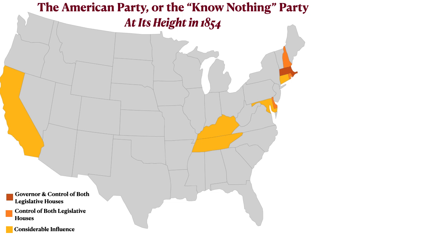In 1854, they actually had a trifecta in Massachusetts. They controlled both houses and the governor. A number of other states, including California, the old Whig stronghold of Kentucky, and the old Federalist and Whig stronghold in Delaware, they had at least considerable influence or control of one or more houses of the legislature. I read conflicting things and didn't have time to delve too deeply into it, but you see a lot of support in New England and several other areas of the country.